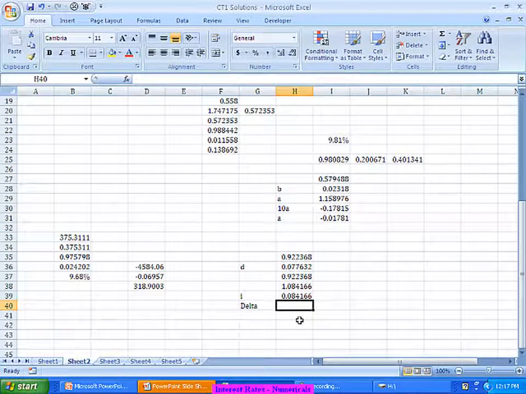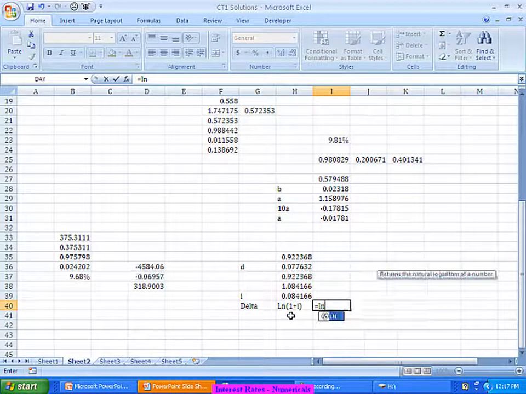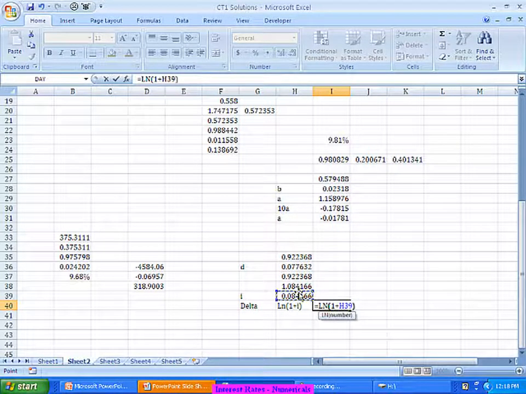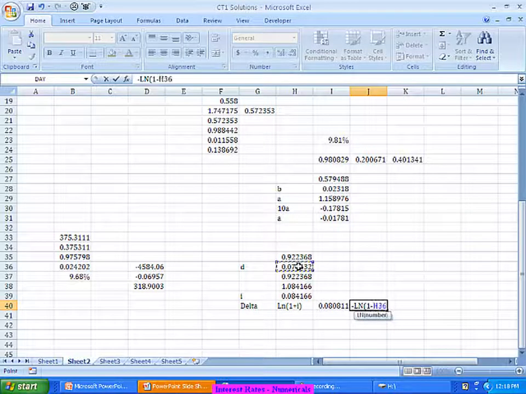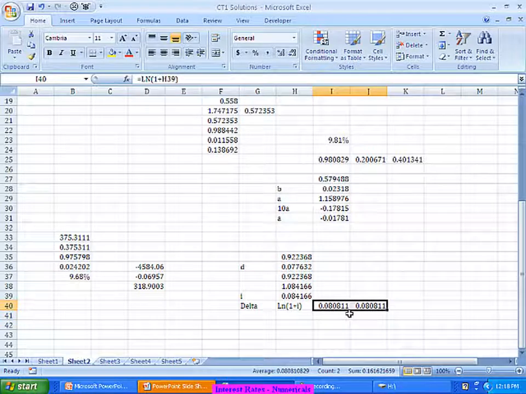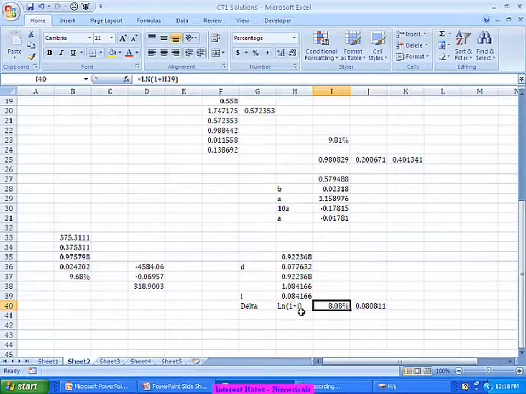We know delta is nothing but log 1 plus i. Even minus log 1 minus d also we could have done. Let's try that also: minus log 1 minus d. Even that will apply. Log 1 plus i gives 8.08, and minus log 1 minus d works out to be the same. Whether I find i and then log 1 plus i, or directly find minus log 1 minus d, it works out the same. The constant force of interest is around 8.08%. Calculate the equivalent effective rate of interest per annum, which we have already found: 8.42%.